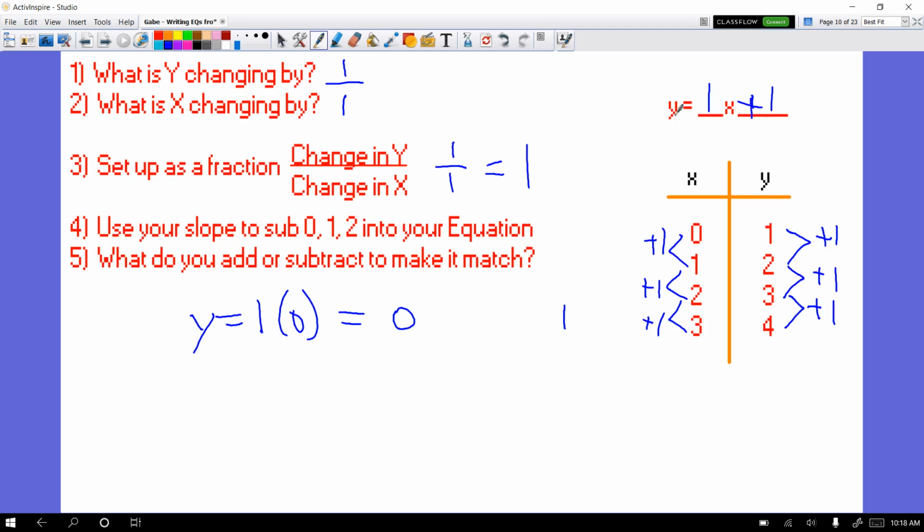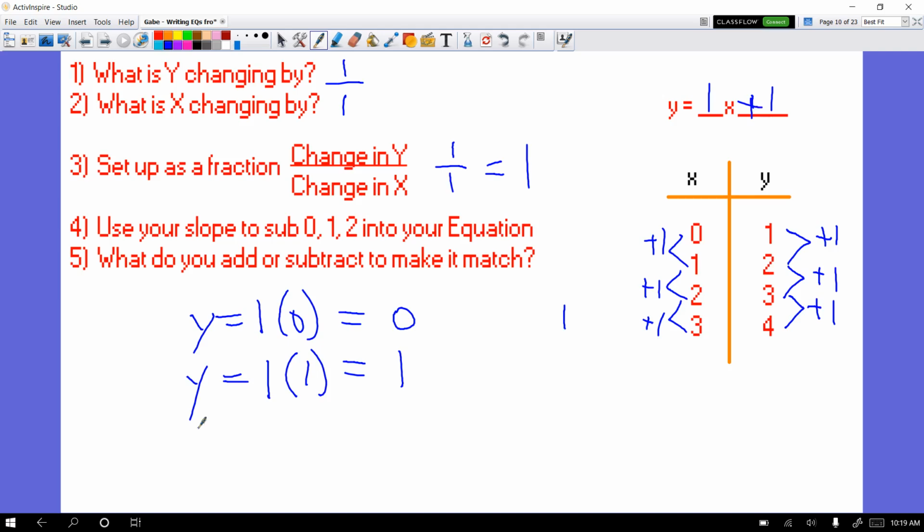So this would be your new equation that these coordinates make up. What do you add or subtract to make it match? We added 1. All right, so let's see. Y equals 1 times 1 is 1. Well, when you sub 1 in, it should say 1 right here, but it doesn't. What do we have to add or subtract to get there? We have to add 1, and that's what it equals, 2.